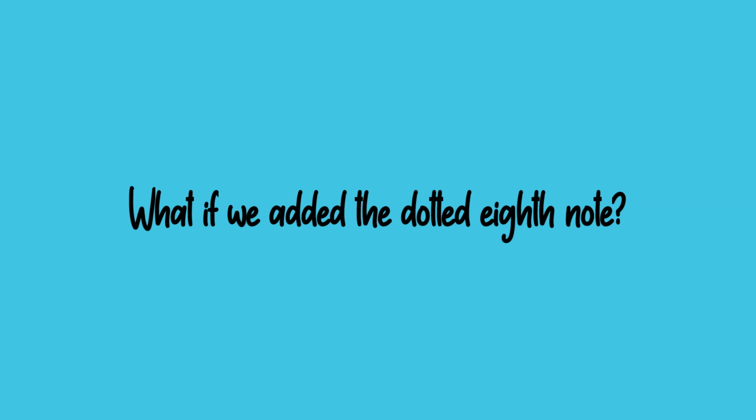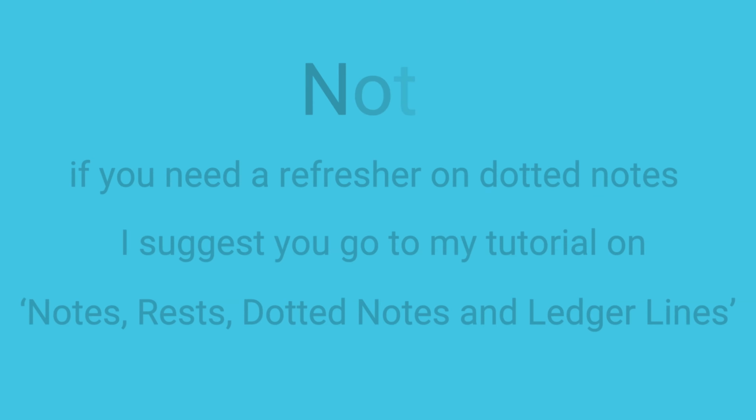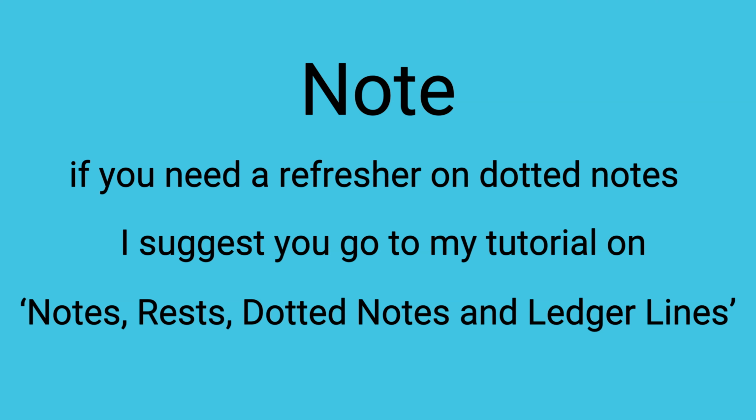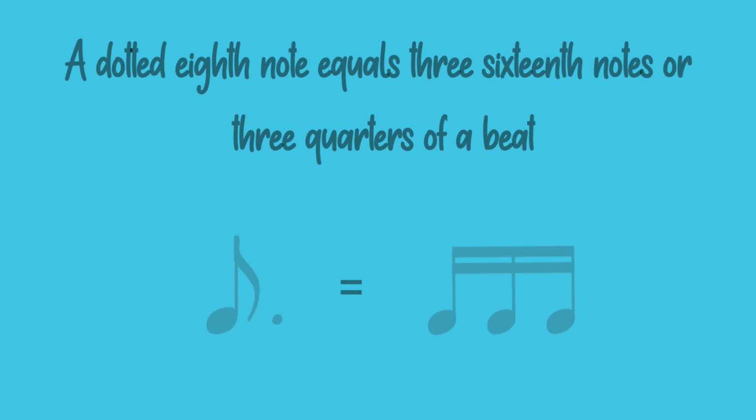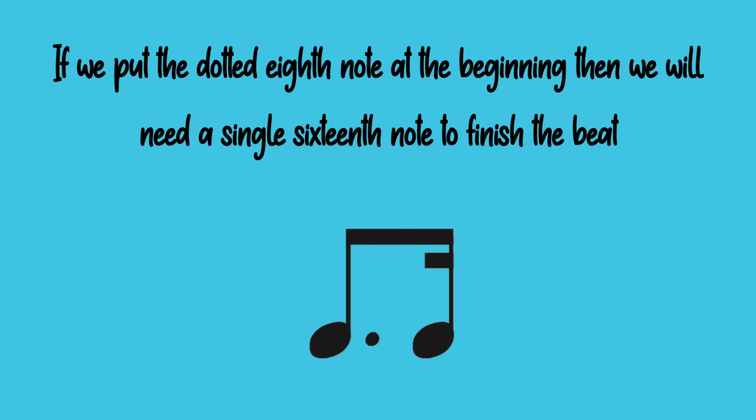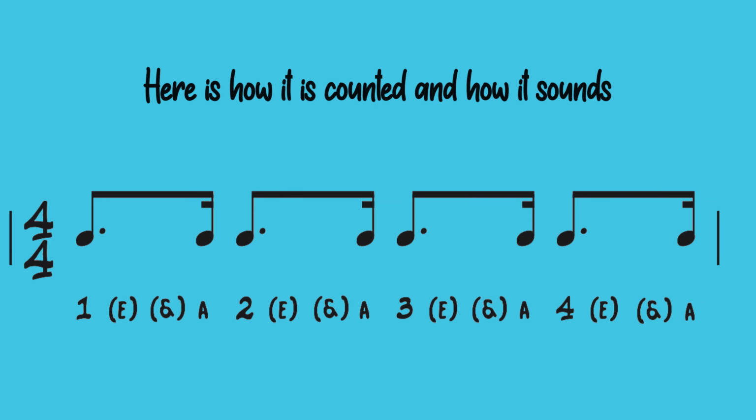What if we added the dotted 8th note? Note, if you need a refresher on dotted notes, I suggest you go to my tutorial on notes, rests, dotted notes, and ledger lines. A dotted 8th note equals 3 16th notes or 3/4 of a beat. If we put the dotted 8th note at the beginning, then we will need a single 16th note to finish a beat. Here is how it is counted and how it sounds.